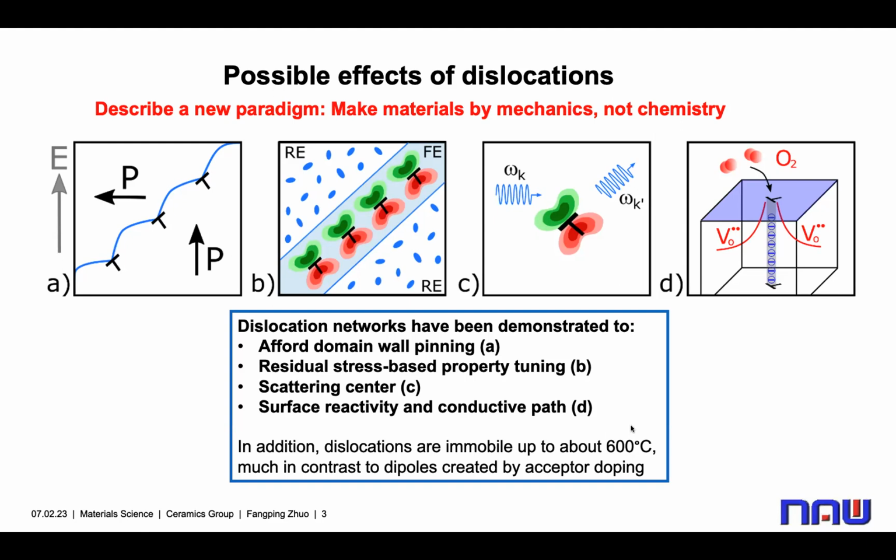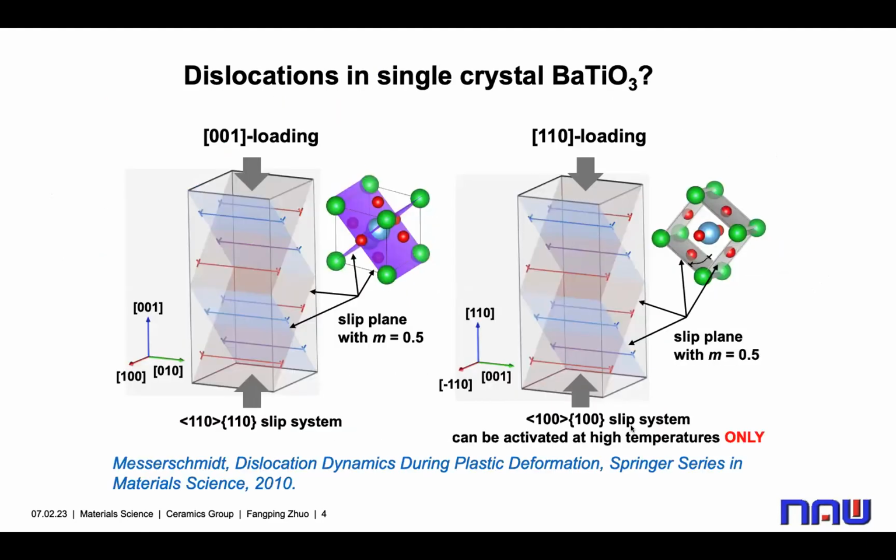More importantly, dislocations are immobile at least up to 600 degrees Celsius, as compared to chemical doping. So our motivation is to make materials by mechanics and not chemistry. The material system that we select is single-crystal barium titanate, because it is the ferroelectric model system and it has only 180-degree domain walls and 90-degree domain walls.